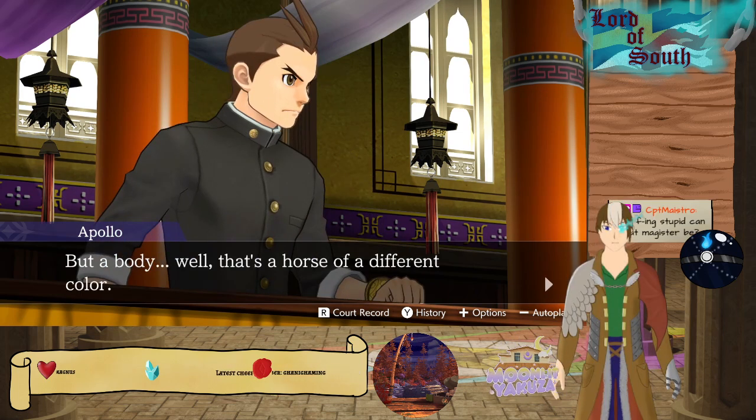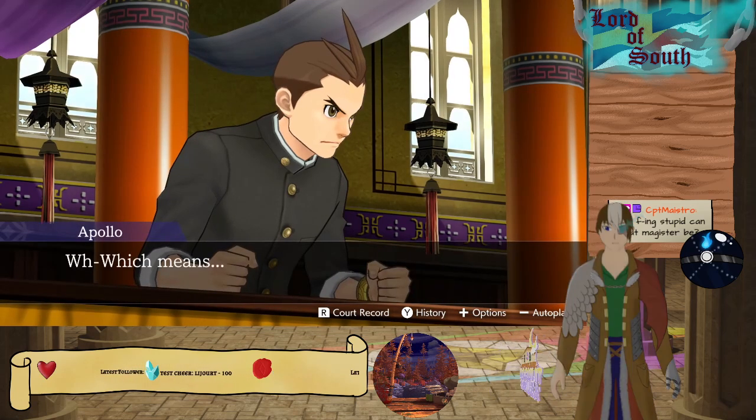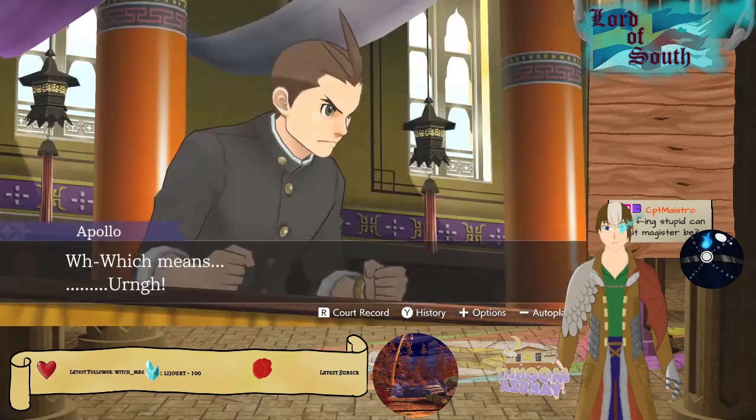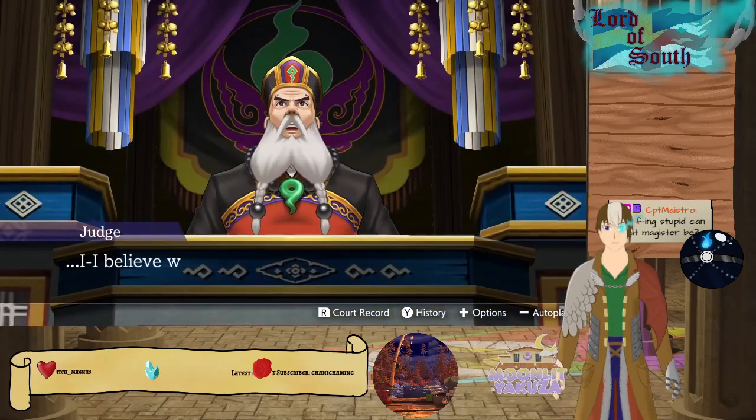Well, that's a horse of a different color. How fucking stupid can that magistrate be? Yeah, kind of. Which means... Ugh. Even he cannot say it.